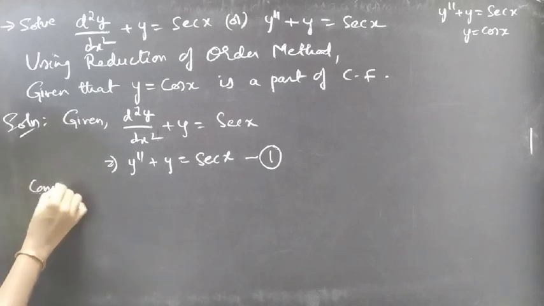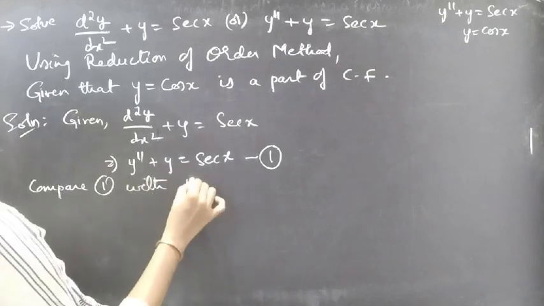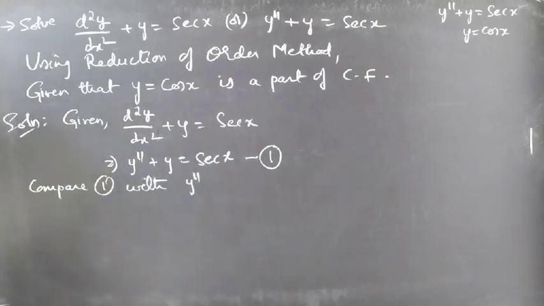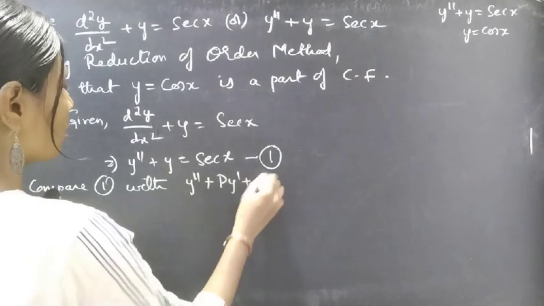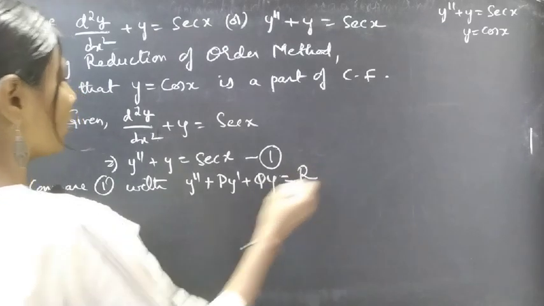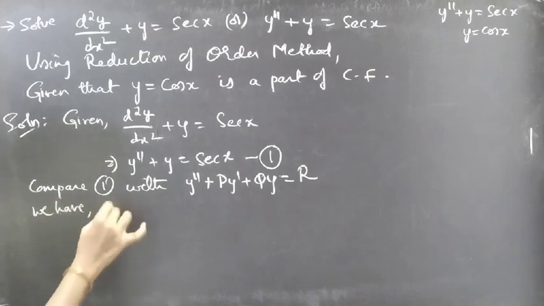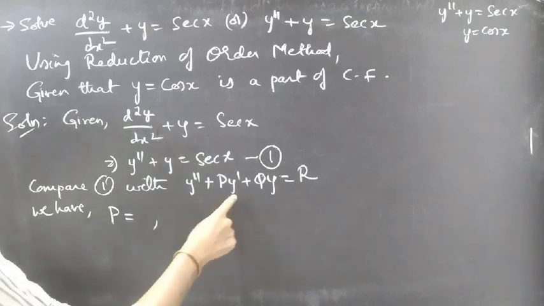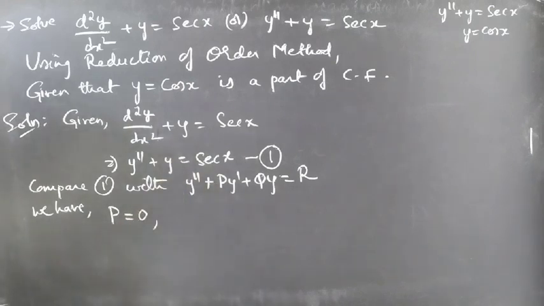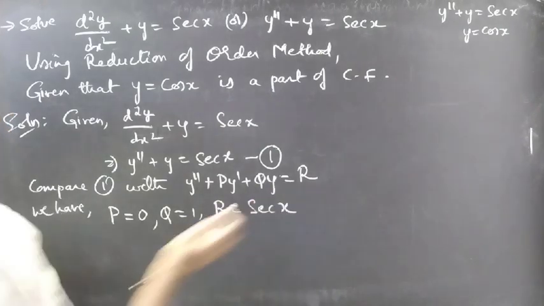Now compare equation 1 with the standard form of a second order linear differential equation, y double dash plus py dash plus qy equal to r. By comparing these two, we'll get p, q and r. We don't have any term involving y dash, right? So p equals 0. And comparing y with qy, q equal to 1 and r equal to secant x.